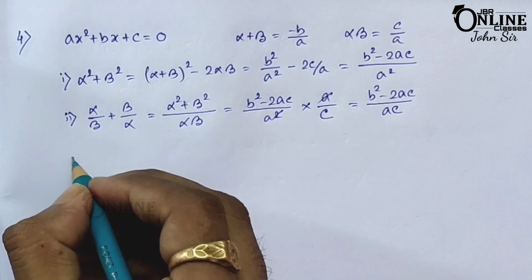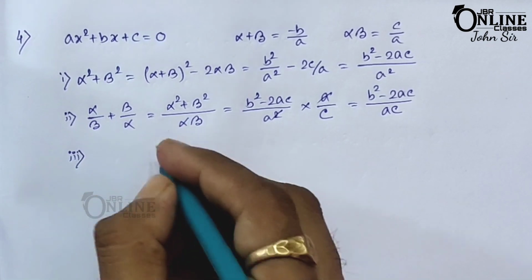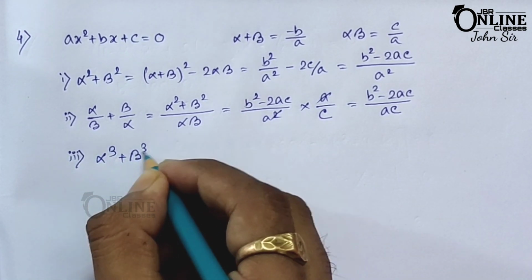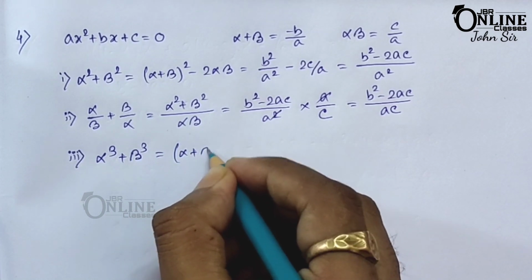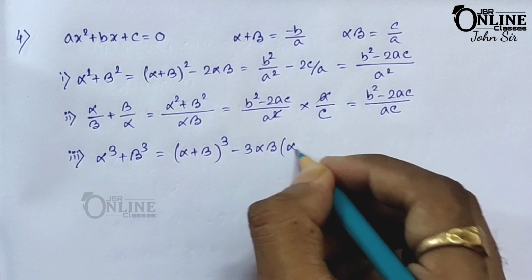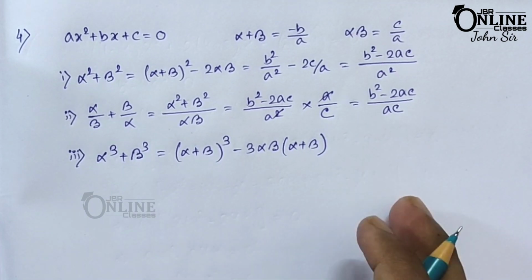Now the third one, in the third one you have to find out alpha cube plus beta cube. You know the formula, alpha plus beta whole cube minus 3 alpha beta into alpha plus beta.